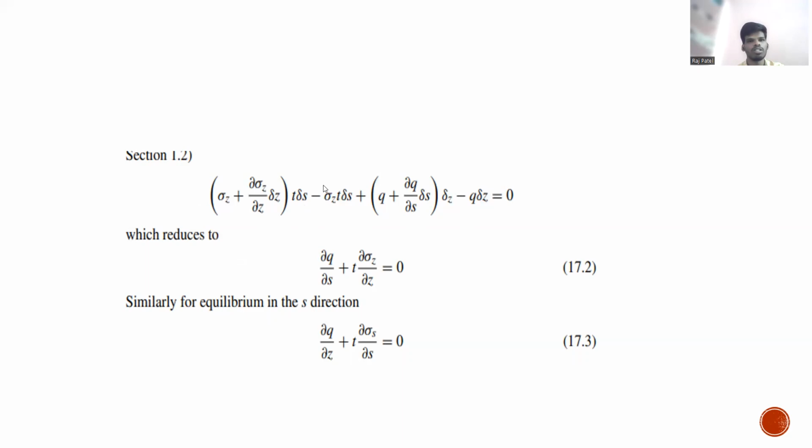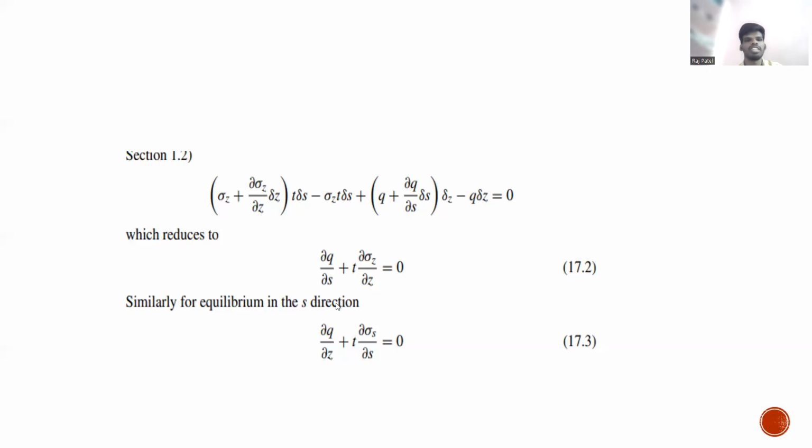Here the sigma z is negative because it is passing in the anti-clockwise direction, and the shear flow is in the negative direction, acting on the outside. By canceling these stresses, the equation reduces to dq by ds plus t into d sigma z by dz is equal to 0.